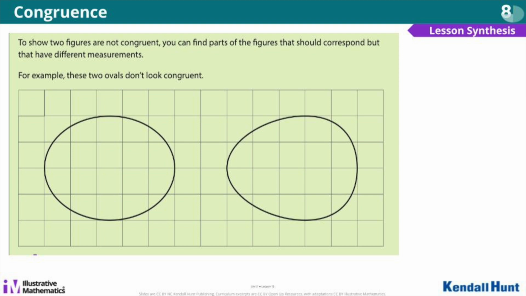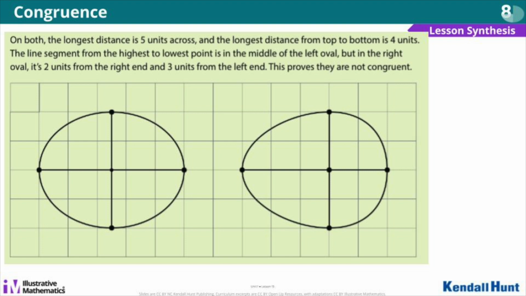To show two figures are not congruent, you can find parts of the figures that should correspond but that have different measures. For example, these two ovals don't look congruent. On both, the longest distance is 5 units across, and the longest distance from top to bottom is 4 units. The line segment from the highest to the lowest point is in the middle of the left oval, but in the right oval, it's 2 units from the right end and 3 units from the left end. This proves that they are not congruent.